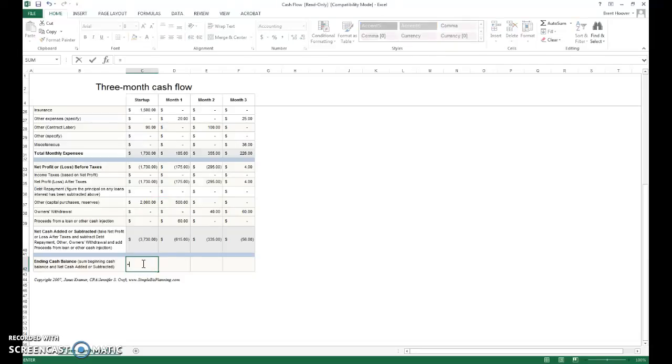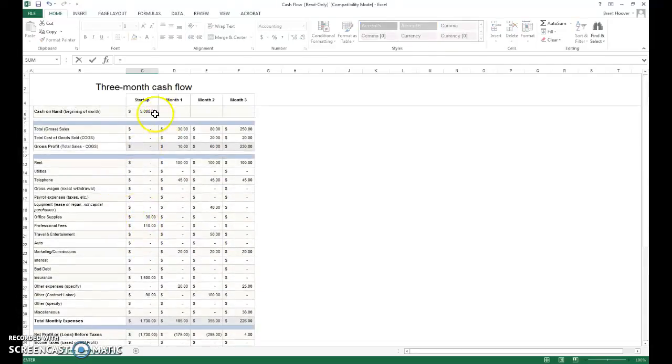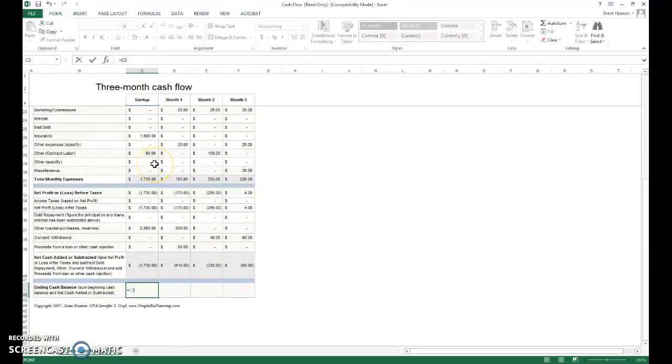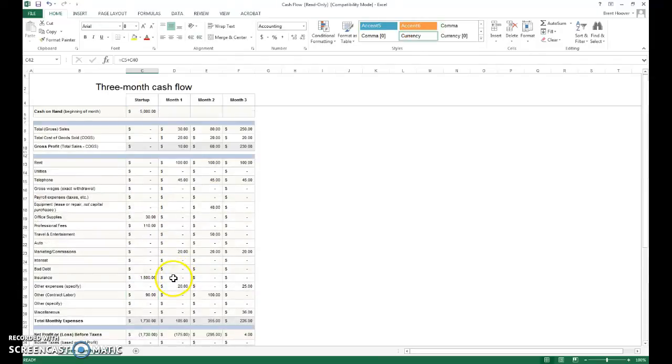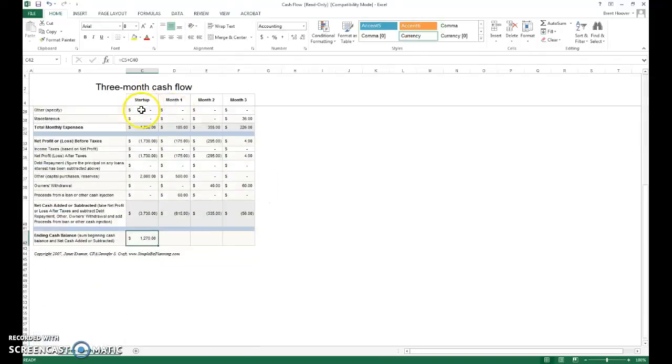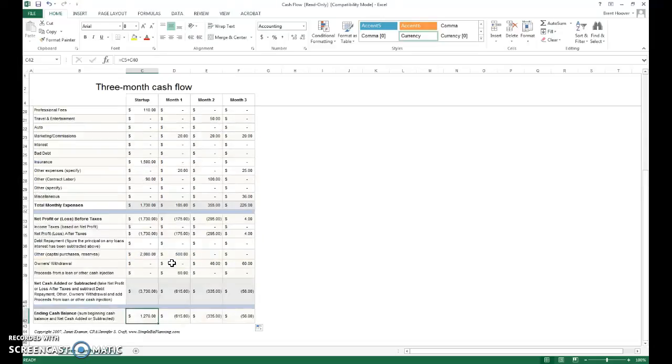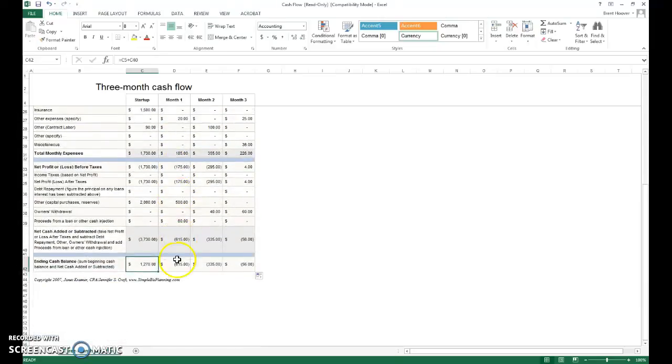The final calculation is the ending cash balance. Take the beginning cash balance, and then you add in the net cash added or subtracted. In that case, what it says is we start off with $5,000 put into the business to start it up. And going into month 1 of operations, after paying all our startup costs, we still have $1,270 on hand. And here's a good thing to look at.